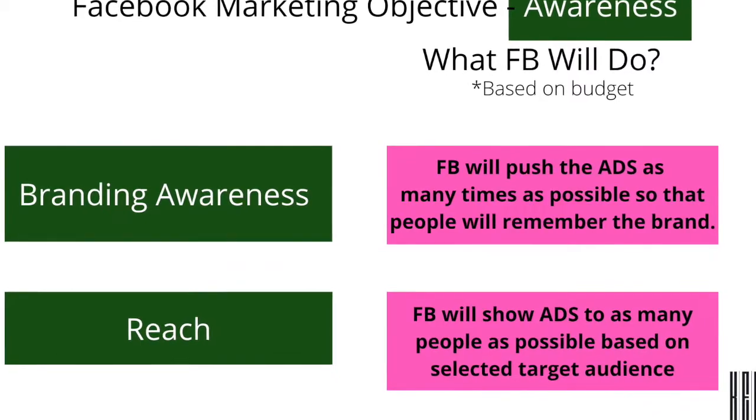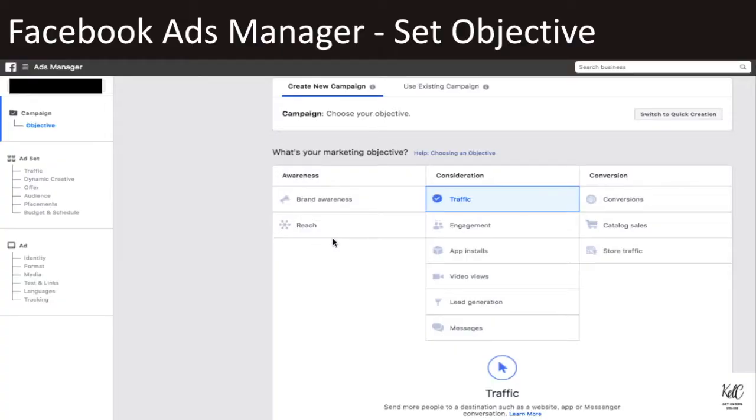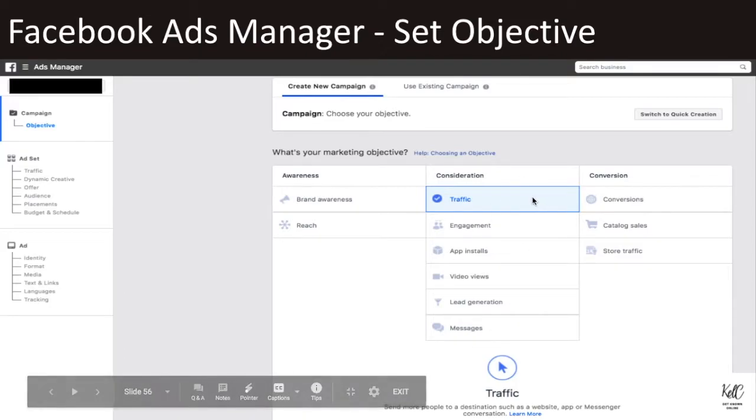Whereas when you choose reach, it means that you are asking Facebook to help you show these ads to as many people as possible. Consideration is to look for those people who are not yet ready to make an action. So under this consideration, there are 6 different types of marketing objective.